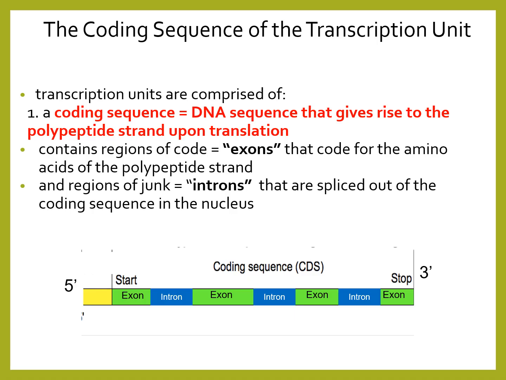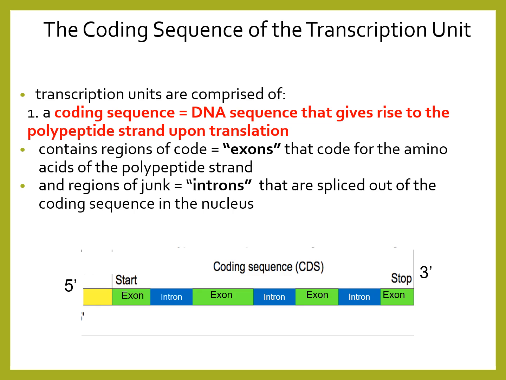Okay, a transcription unit, or what I like to call a gene, as I said in the previous slide, is comprised of a stretch of DNA called a 5' UTR, a big stretch of DNA called a coding sequence, and then it ends up with a smaller stretch of DNA known as a 3' UTR. Let's start off with what the coding sequence is, because it is the bulk of a gene.